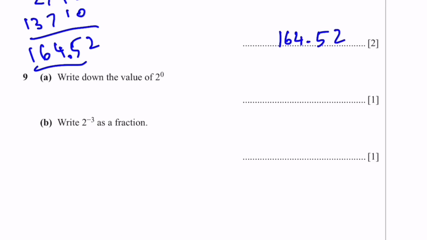Question 9. A. Write down the value of 2 to the power of 0. Anything to the power of 0 is 1, so 2 to the power of 0 is also 1. B. Write 2 to the power of minus 3 as a fraction. So 2 to the power of minus 3 equals 1 by 2 to the power of 3, and that's 1 by 8. So that's the answer.